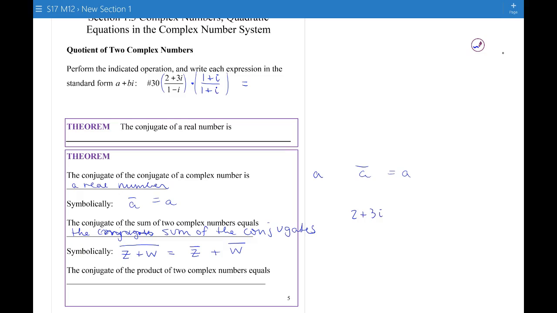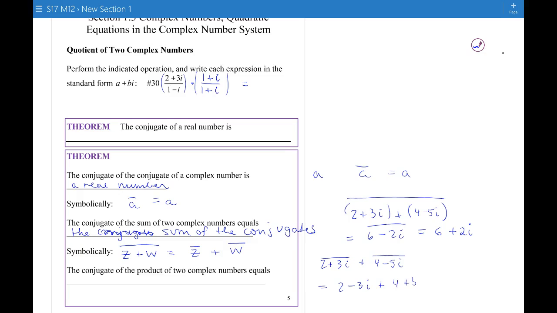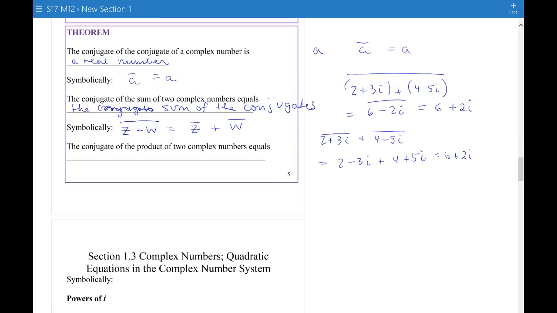So if you do 2 plus 3i plus 4 minus 5i, and you say do the conjugate of that. So you're first going to go 6 minus 2i. What's the conjugate of that? 6 plus 2i. Well, then if you do the conjugate of each one separately, you'll see that that's 2 minus 3i plus 4 plus 5i. So sure enough, we get 6 plus 2i. So you can prove that to yourself. I'm just showing you a specific example.